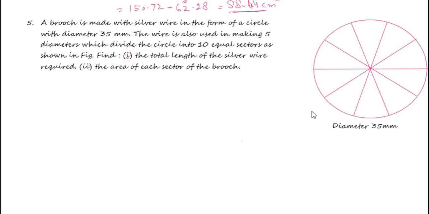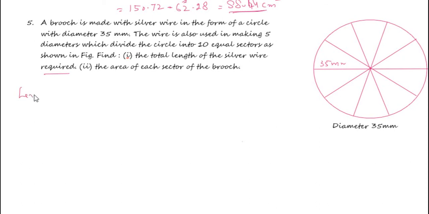A brooch is made with a silver wire in the form of a circle with the diameter 35 mm. So this is 35 mm, this entire thing. The wire is also used in making 5 diameters which divide the circle into 10 equal sectors as shown in the figure. The periphery of this is made of silver and also these 5 diameters. The total length of the silver wire required is equal to the perimeter of this circle plus 5 diameters.